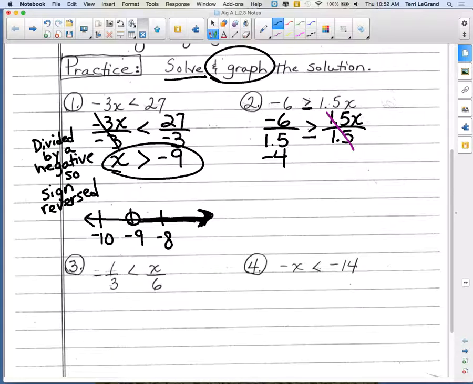Should we reverse our symbol? We have to stop every time today and ask ourselves that question. Should I reverse the symbol? Why not? Did we divide by a negative? No. Remember we said we're dividing by a 1.5 and it's not negative, so we do not reverse our symbol this time. We leave it going the direction it was.